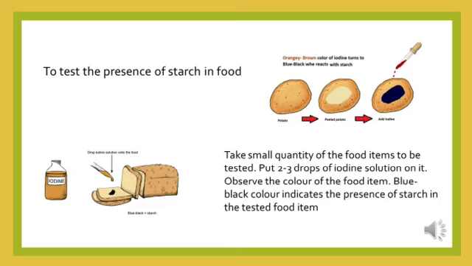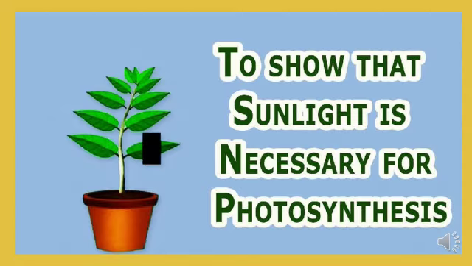Now we will test what are the things necessary for photosynthesis, and we will test it by using this activity. One of the necessary conditions for photosynthesis is sunlight. Now we will perform the activity to show that sunlight is a must for the preparation of starch.